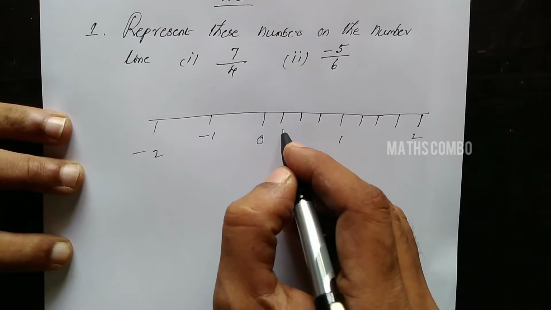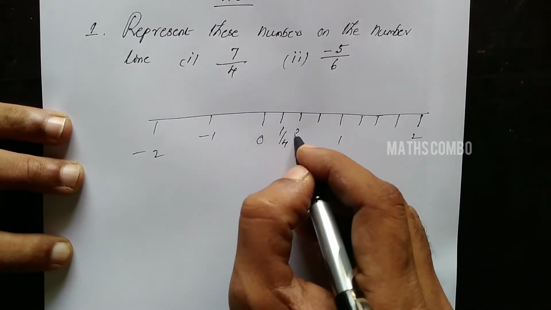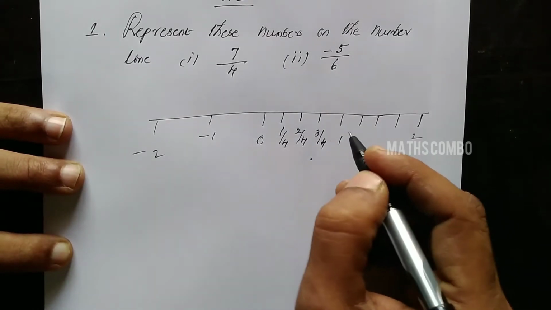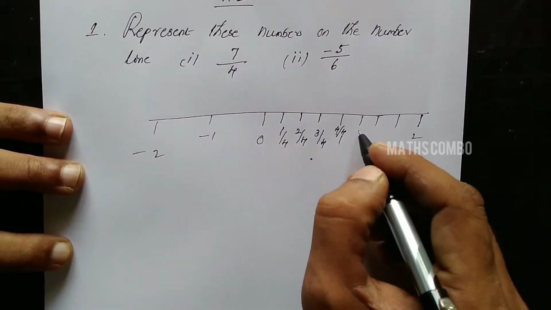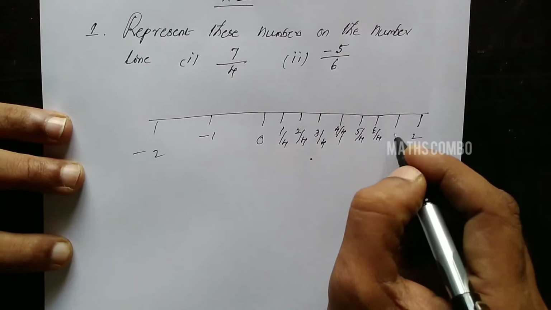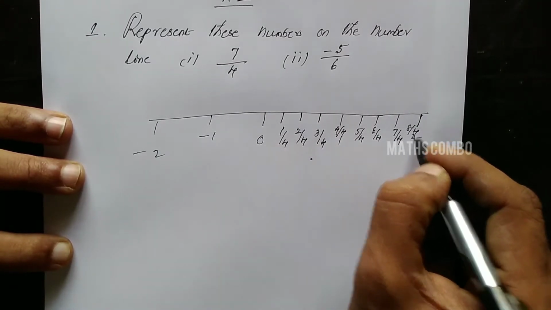Just we will write 1 by 4. So second is 2 by 4. Third is 3 by 4. And the fourth is 4 by 4. So next is 5 by 4. So 6 by 4, and it is 7 by 4. It is 8 by 4.